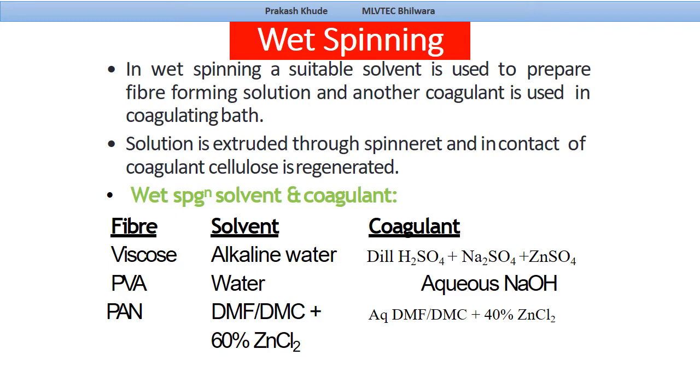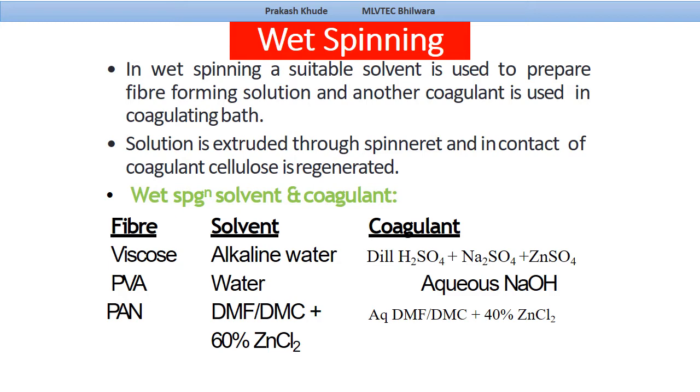So here you can see that there are different fibers which can be produced by wet spinning systems. That could be viscose, that could be polyacrylonitrile. For that we require certain solvent systems and coagulant systems. As we know, PAN, that is polyacrylonitrile, can be dissolved by means of DMF, which is the generally used solvent for the dissolution of polyacrylonitrile.